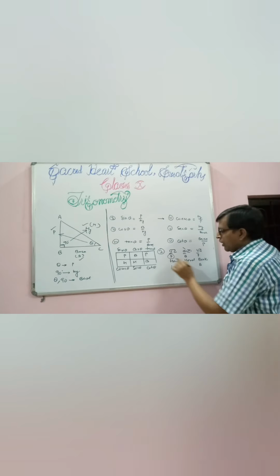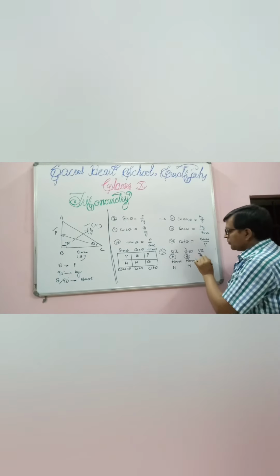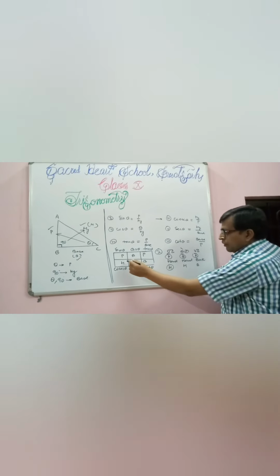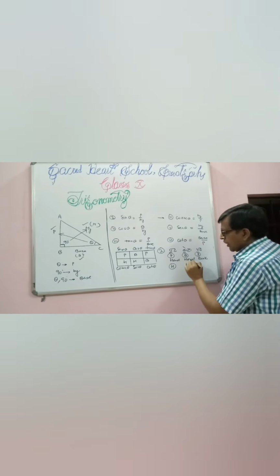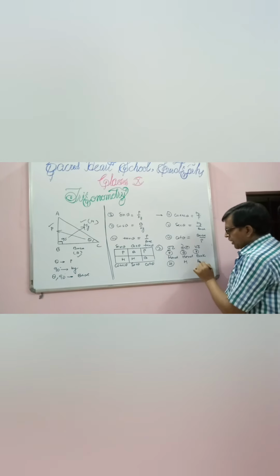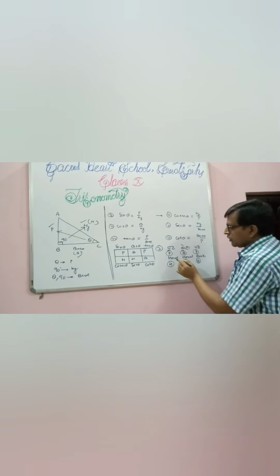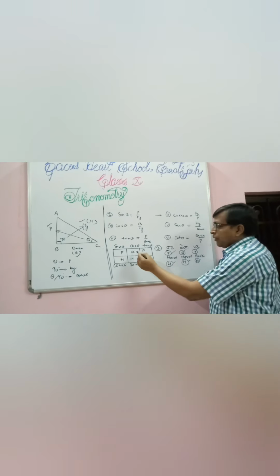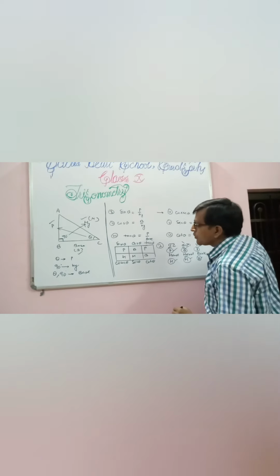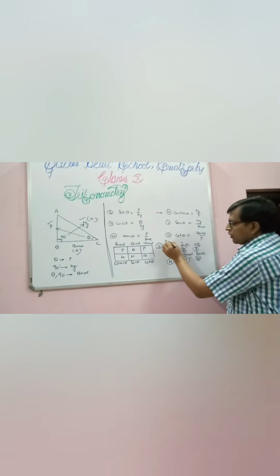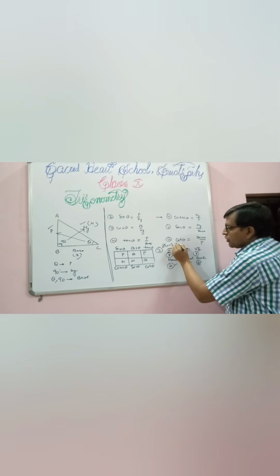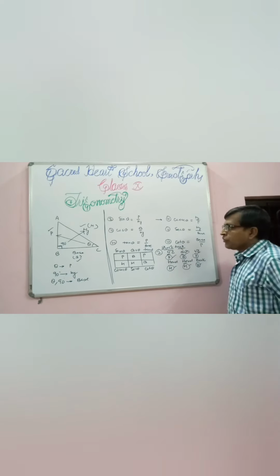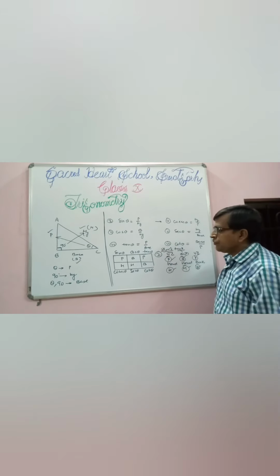For sin, P upon H; for cos, B upon H; for tan, P upon B. Then cosec is H upon P, sec is H upon B, and cot is B upon P. This is the short trick for learning the basics of trigonometry.